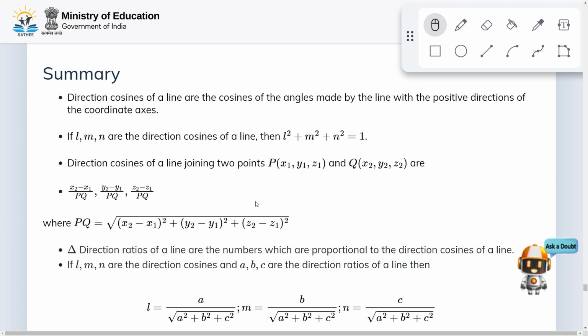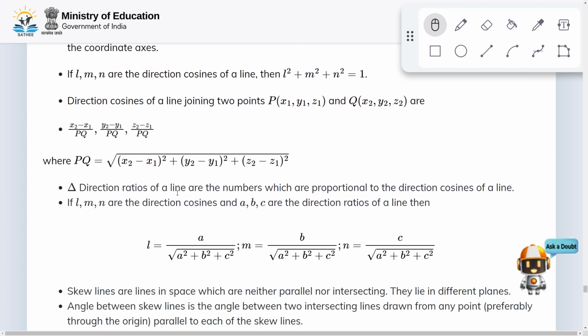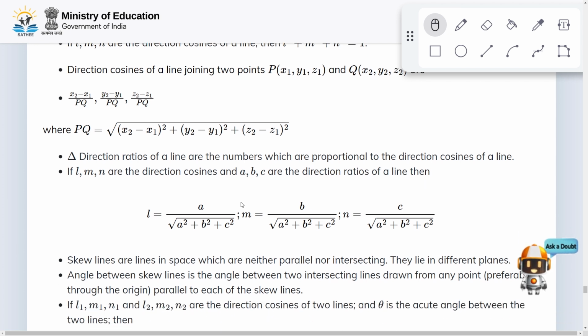Clear? Now direction ratios of a line are the numbers which are proportional to the direction cosines of the line. If l, m, n are the direction cosines and a, b, c are the direction ratios of a line, then l is equal to a by root of a square plus b square plus c square, m will be b by root of a square plus b square plus c square, and n will be c by root of a square plus b square plus c square.